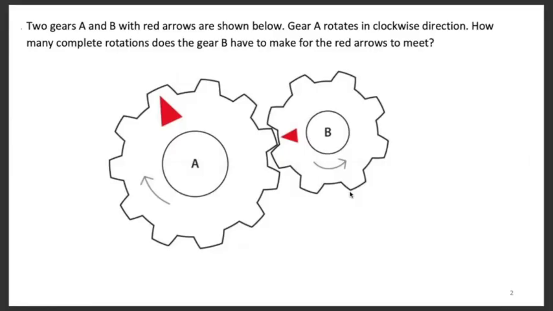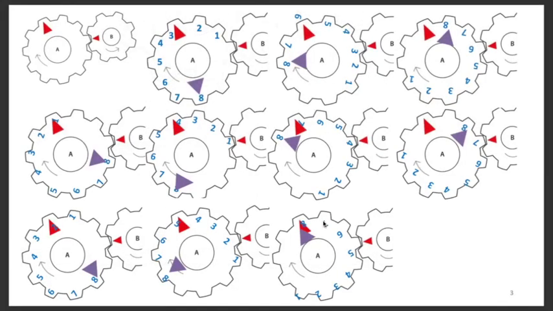So what are we given here? We're given two gears. A is rotating in clockwise direction, B is rotating in anti-clockwise direction. You have to identify how many rotations gear B has to make for the red arrows to meet each other. Okay, so this is how the rotation will work.